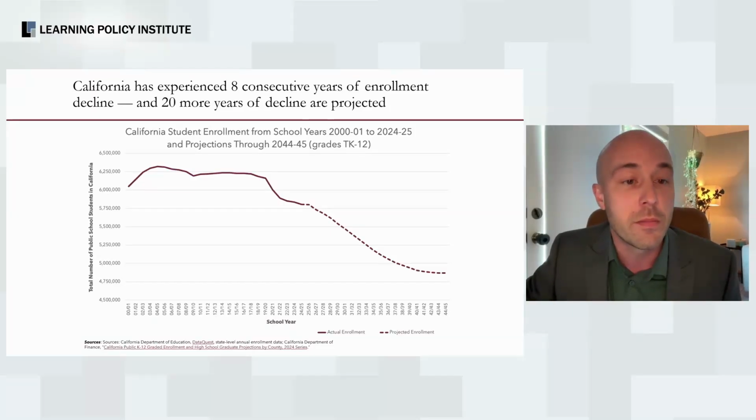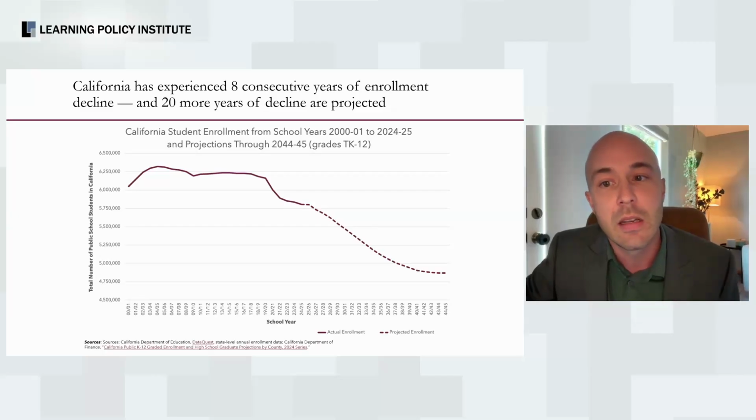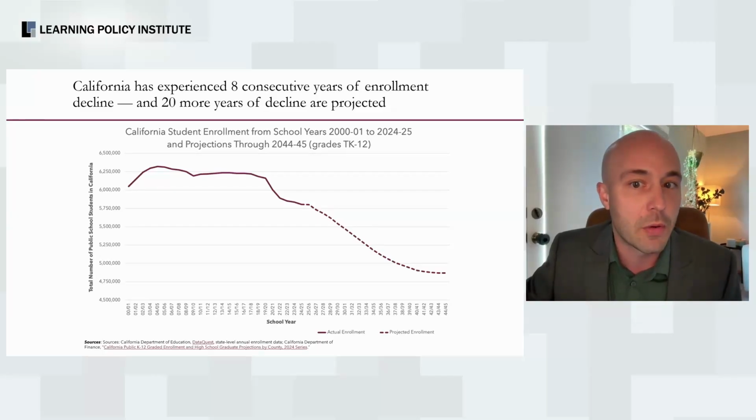Declining enrollment is driven primarily by a decline in the school-age population, driven by falling birth rates, but also reduced immigration, increased out-of-state migration, people leaving the state, and increased public school opt-out, students leaving the public school system altogether.